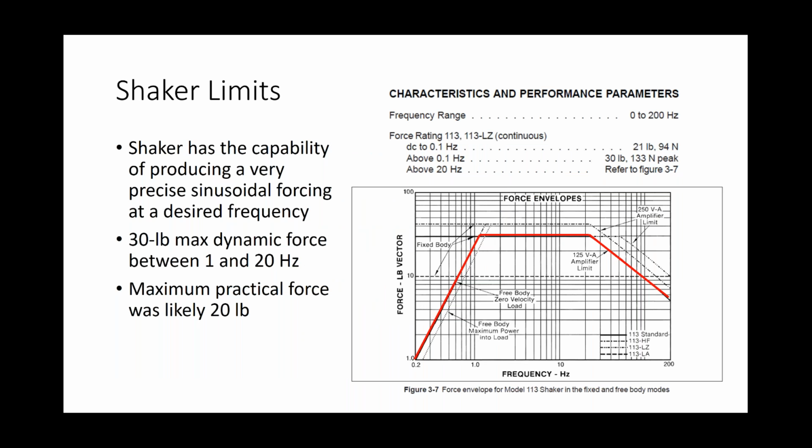The shaker limits basically prevent us from driving the shaker too hard, requiring too much power to do it. So we've got at a maximum for this shaker a 30-pound dynamic force. We probably ended up with more like a 20-pound dynamic force.